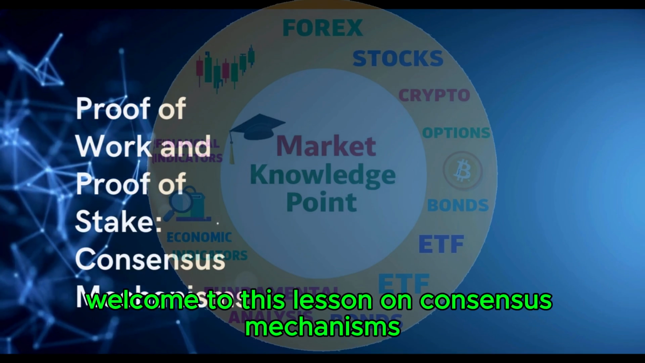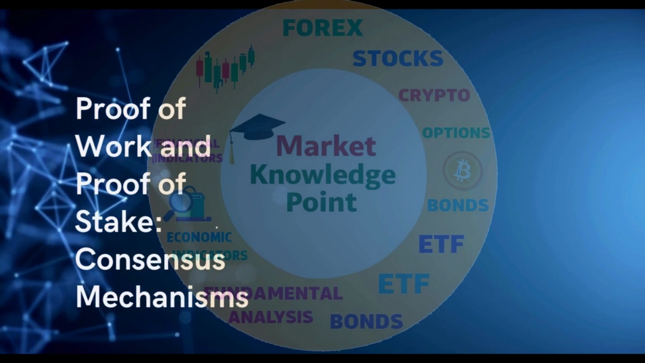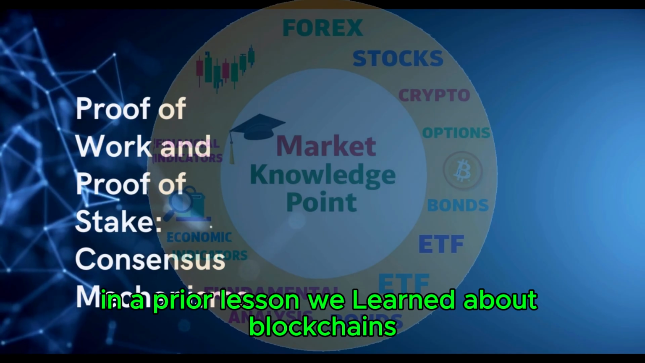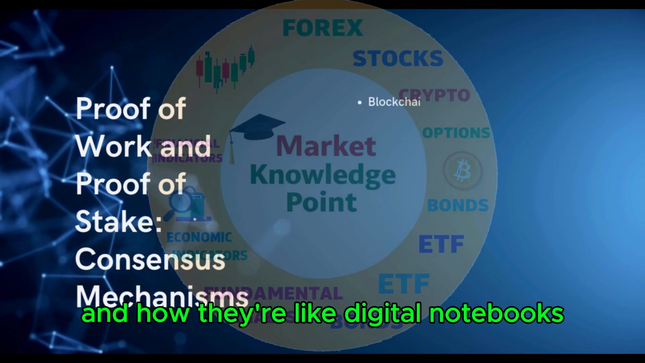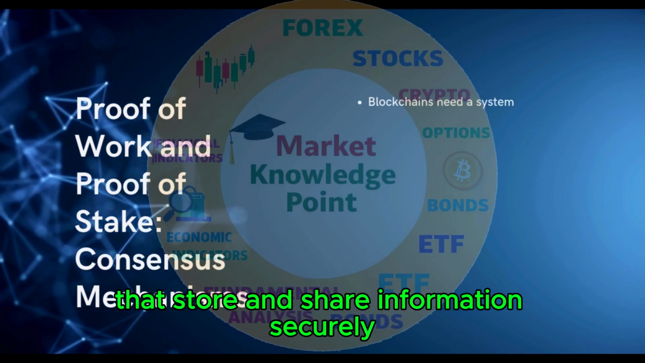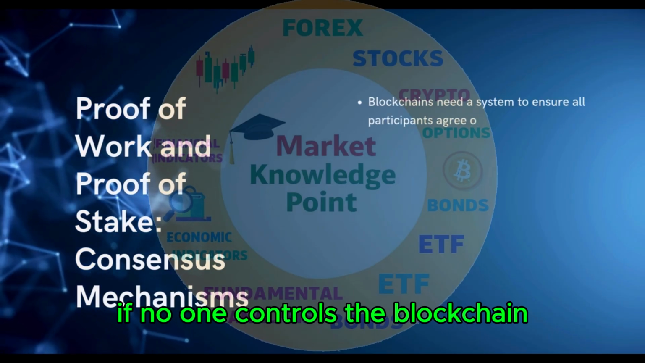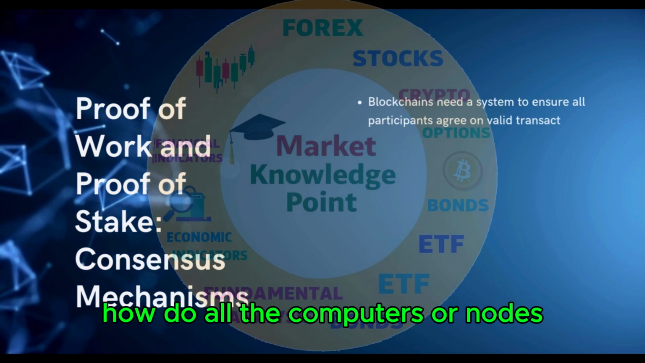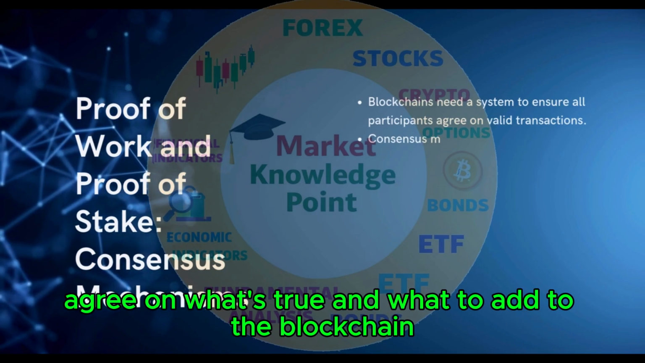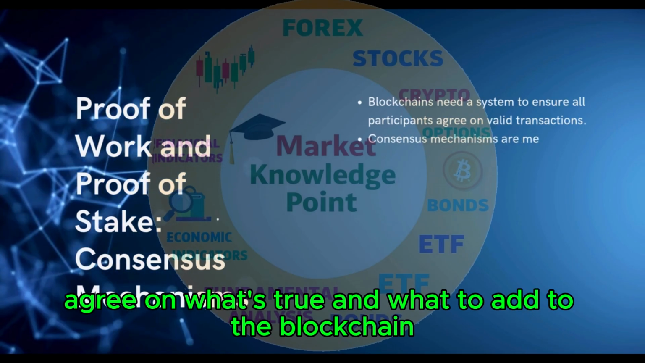Welcome to this lesson on consensus mechanisms. In a prior lesson, we learned about blockchains and how they're like digital notebooks that store and share information securely. But here's the question. If no one controls the blockchain, how do all the computers or nodes agree on what's true and what to add to the blockchain?